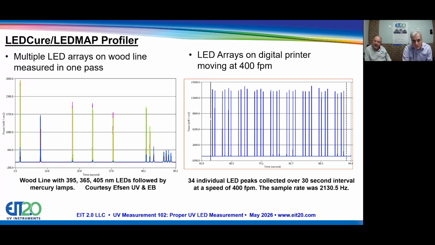We also see a lot of digital printers that are running at speeds of 400 or 500 feet per minute. This is actually 17 passes with a digital printer going at 400 feet per minute. We say 34 individual peaks because there's an LED on either side of the print head. So we're able to get very good resolution with this.